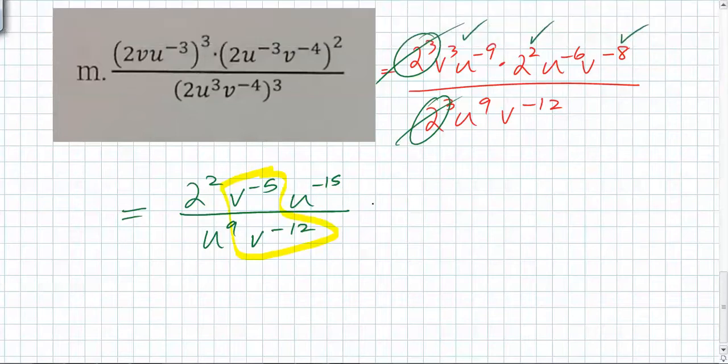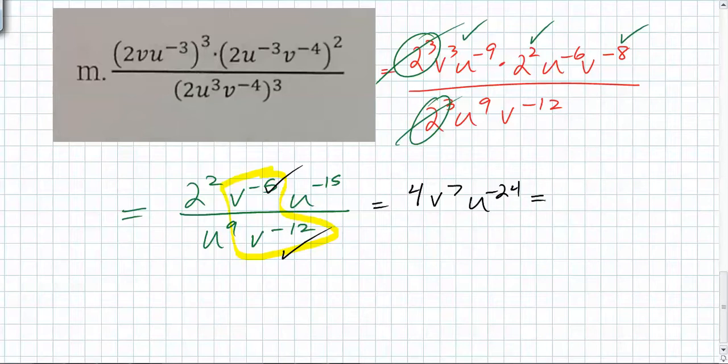So it turns out to be 4 on top, right? What's negative 5 minus negative 12? Negative 5 minus negative 12 is what? 7. Because it's negative 5 plus 12, right? So those go away right there. And then what's negative 15 minus negative 24?